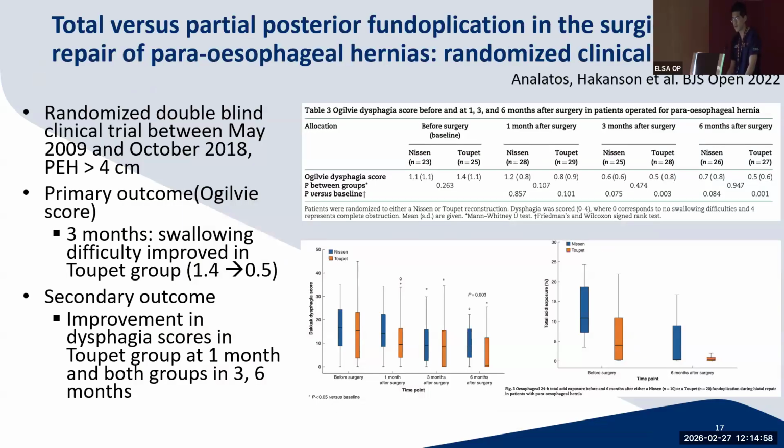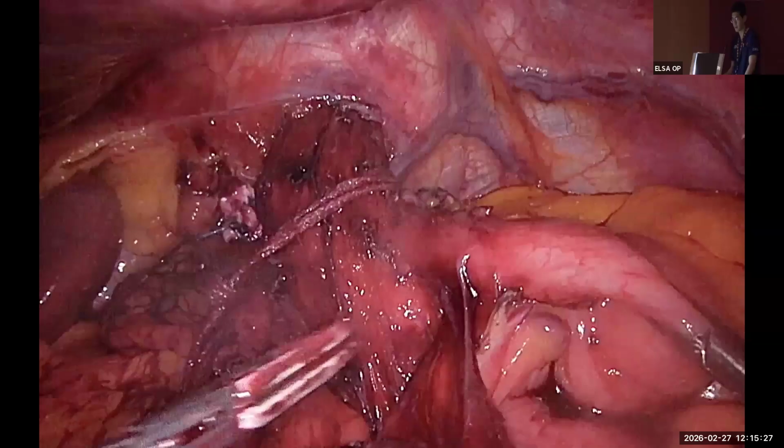If you compare total versus partial fundoplication in the surgical repair of paraesophageal hernias, again we see that there's improved swallowing in the Toupet group compared to the Nissen group. But I think that this is probably quite early. This is for early follow-ups in the first 1 year or so. But I think the literature does suggest that over time, the Nissen as well as the Toupet is fairly similar.